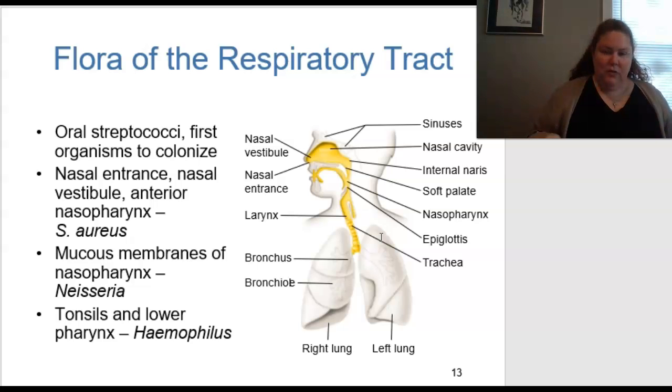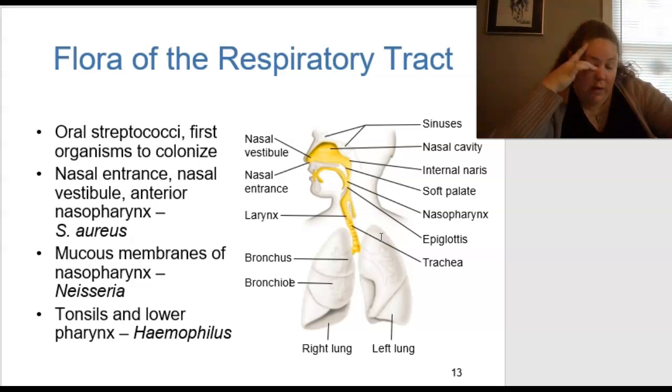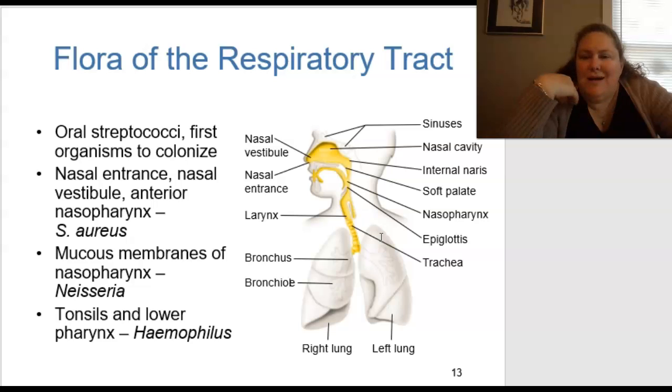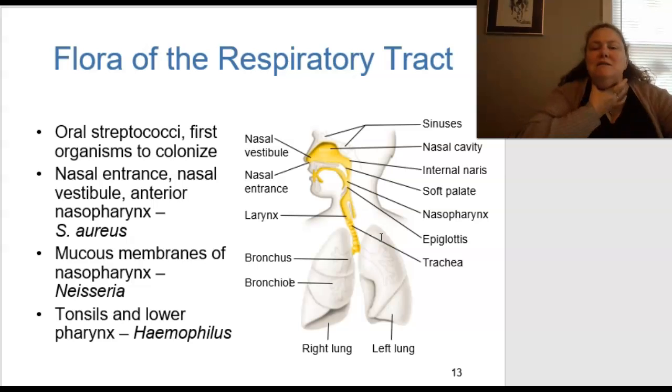So looking at the flora of the respiratory tract, well, this is figure 13.5. And so we have our oral streptococci, and these are the first organisms that are going to colonize. It's the first area to make contact, right? So it's going to be the first one to make a colony. You have your nasal entrance, which is in the nasal vestibule, and the anterior nasopharynx, and that's where Staph aureus is going to tend to grow. You have your mucous membranes of the nasopharynx, and this is where Neisseria are going to grow. Then you have your tonsils and your lower pharynx, and those are where your Haemophilus are going to grow.